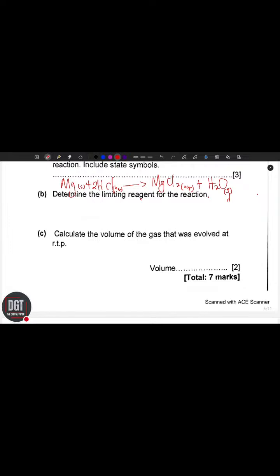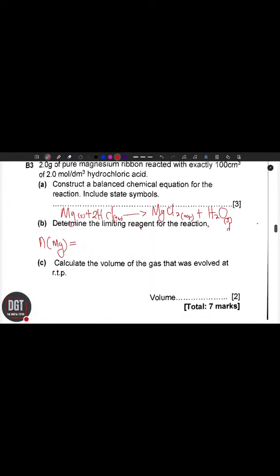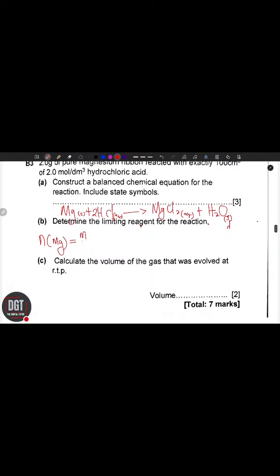I guess we'll be able to meet such a question, and of course I'll get to explain better. So back to the question: how do you determine the limiting reagent? You find the number of moles of the reactant first. You're going to start by finding the number of moles of magnesium. Now the question is, which formula are you going to use? That depends on the information that you have on magnesium. We have 2.0 gram of pure magnesium, so we have the mass. You're going to use given mass over molar mass.